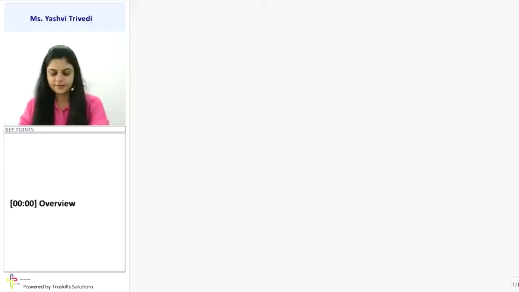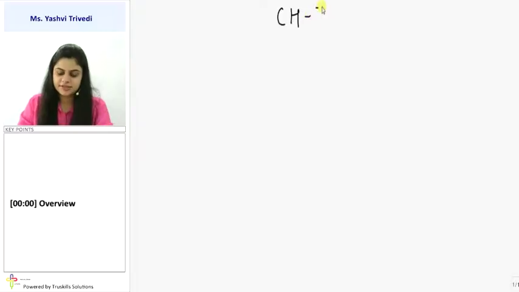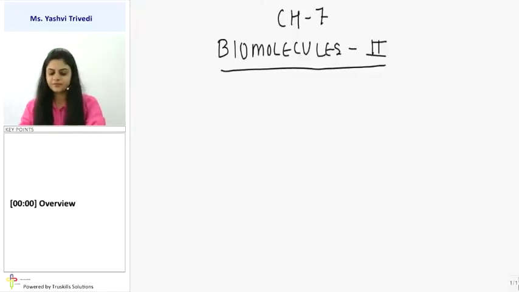Okay friends, so now we are starting with the next chapter, which is chapter number 7, and the name of that chapter is Biomolecules-II. Now in this chapter, in the previous chapter, which is Biomolecules-I, we had seen what is biomolecule, what are the organic and inorganic biomolecules, and we had studied in detail regarding carbohydrates and lipids.